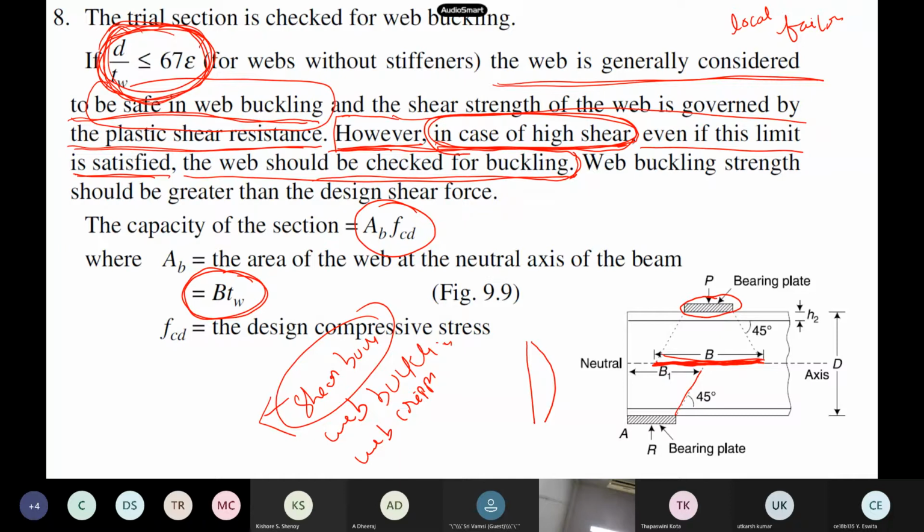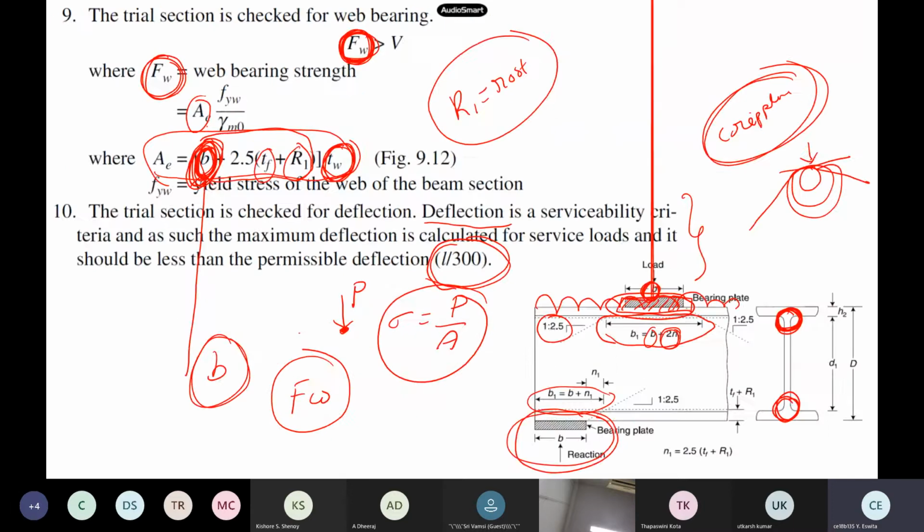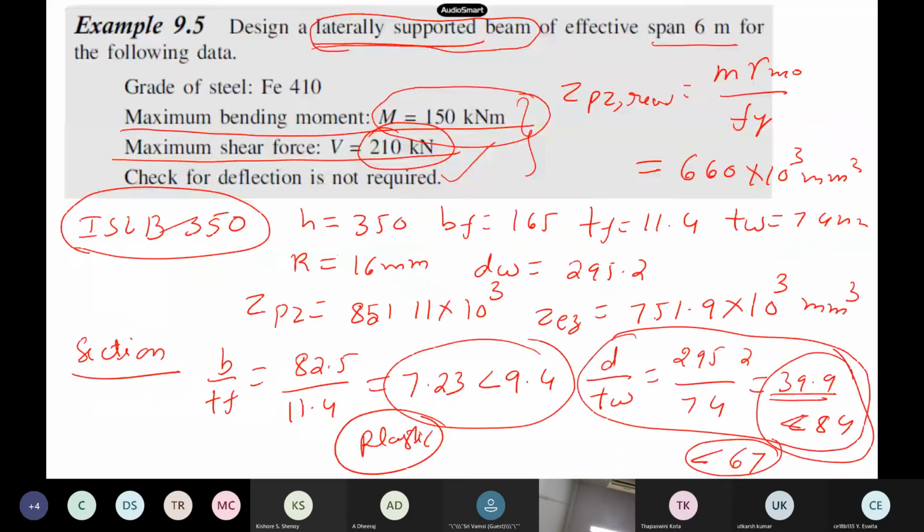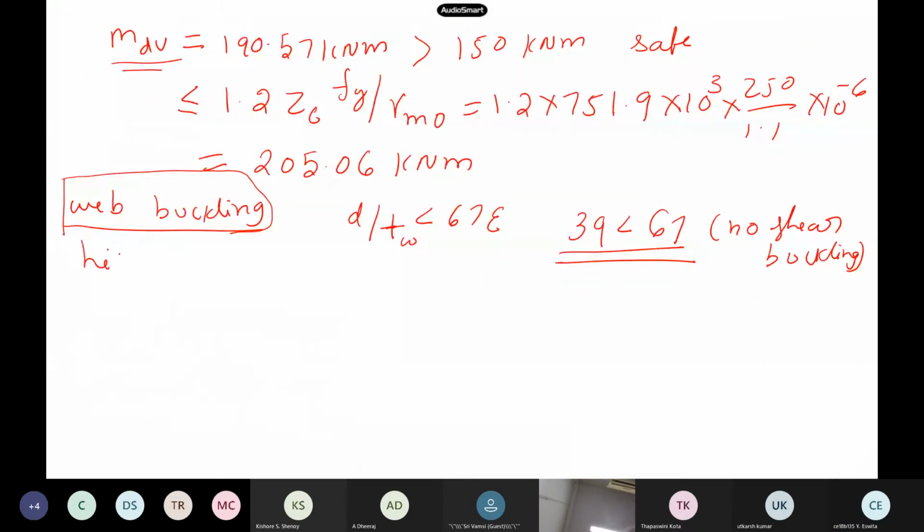In the previous problem it was low shear, so we ignored it. Here we have to do it, so it is required in this problem. Because it is high shear, you have to write this also when you do the design problem. So web buckling is compulsory because it is mentioned in the code, although your d by t is less than 67. Now where to check the web buckling in the beam? Under the load or near the supports. See what type of load it is.